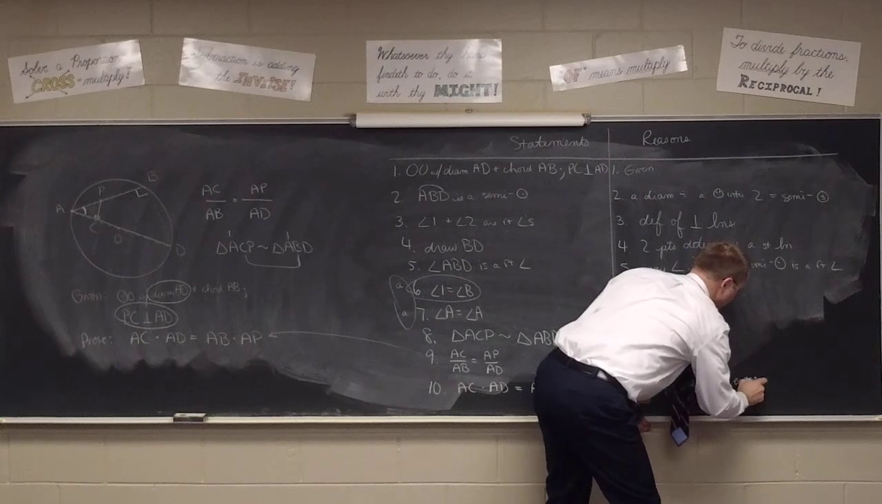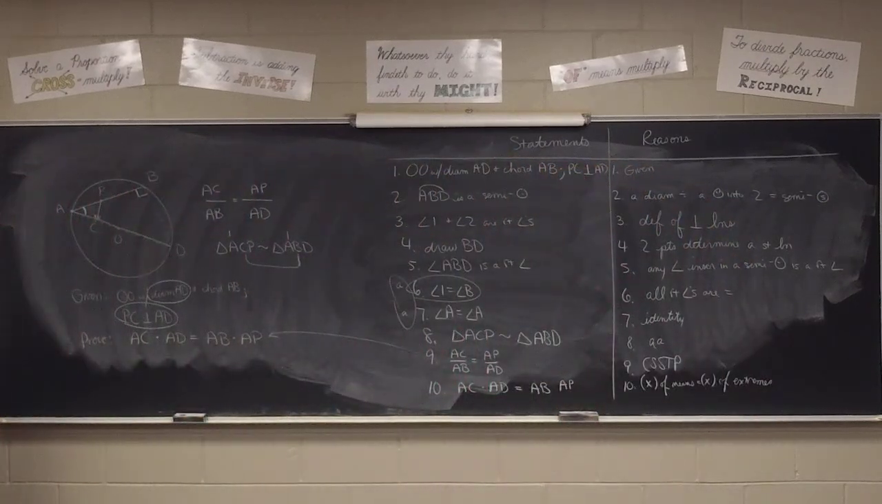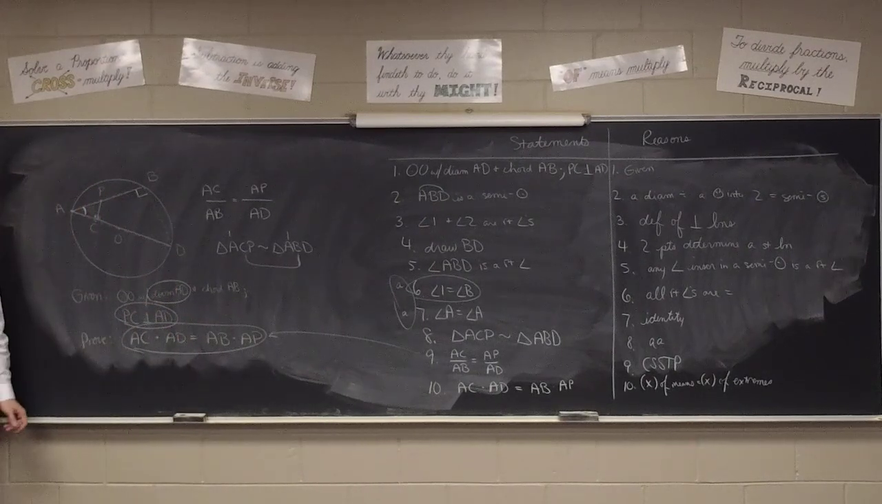Product of means equals product of extremes. There we go. Any questions on how these proofs work with similar triangles, proportional sides, or in some cases, you're not even technically proving proportional sides. Well, you do as a way of getting there.